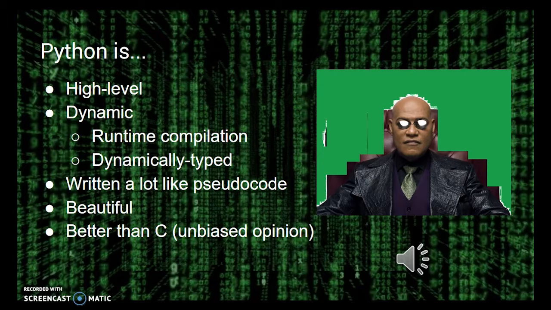So what is Python? It's a general-purpose, object-oriented, high-level programming language. It is dynamic and compiled at runtime. It's also dynamically typed, meaning that variable types are computed at runtime. What's really nice about Python is that it's written a lot like pseudocode, and it's really concise and easy to read, which is why it can be used as a first language for beginners. And unbiased opinion, it's better than C.